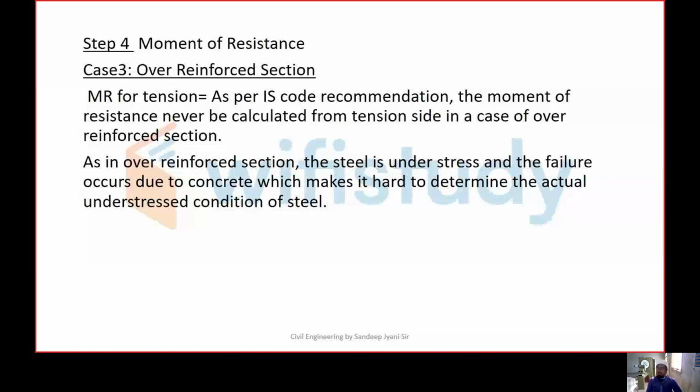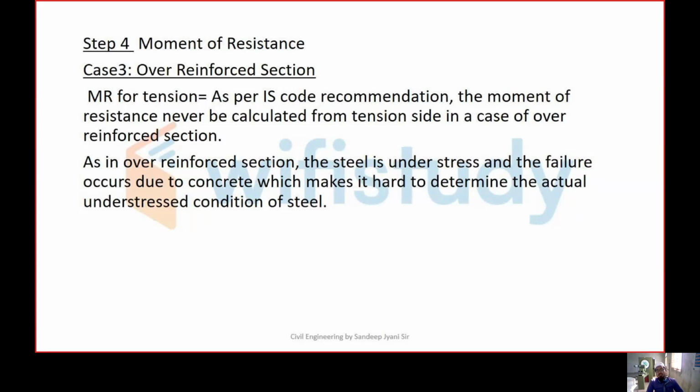Tension will be carrying out by steel only. Okay, because steel is a ductile material. So the moment of resistance will be so minimum. That's why it is moment of resistance for tension is neglected, as in the over reinforced section, the steel is under stress and the failure occurs due to the concrete only.